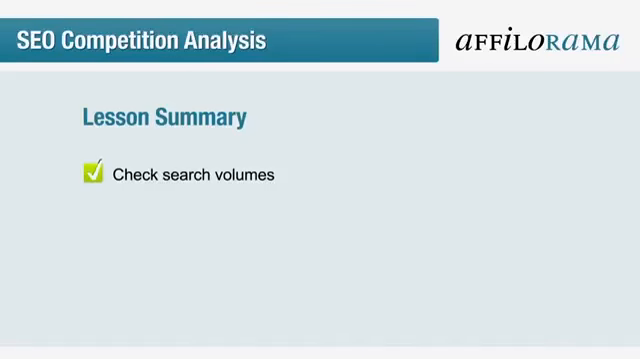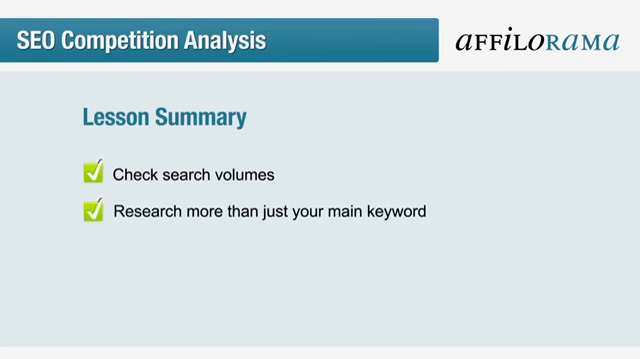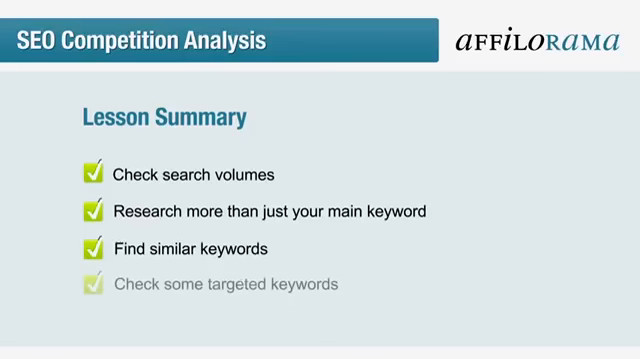Research more than just your main keyword. Don't let your main keyword be the make or break of your SEO campaign. Find similar keywords. You may find targeting similar keywords is easier than your main keyword while returning the same results. Check some targeted keywords. Using more specific or created targeting can not only improve your rankings, but even improve your conversions, since you can target customers who already know what they're looking for.